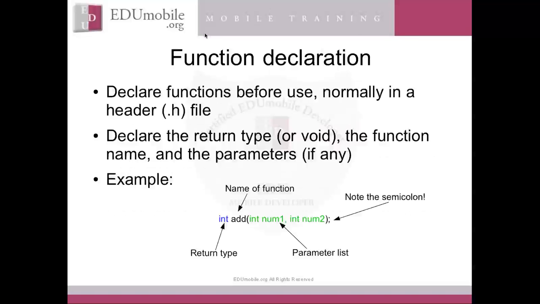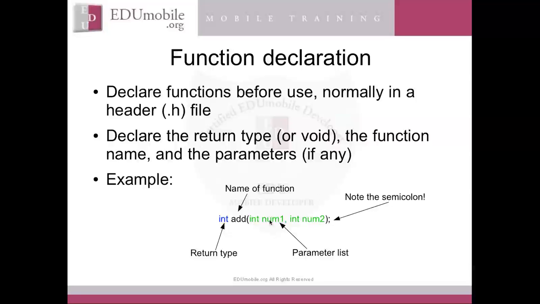To declare a function, and this is normally done in a header file, we could do it in a C file, but normally it's done in the header file. First of all, we declare the return type, and here the return type is an integer, and then the name of the function, in this case, is add, and add expects two parameters, and they are an integer and an integer. And these are what I'm naming the parameters as far as the function is concerned.